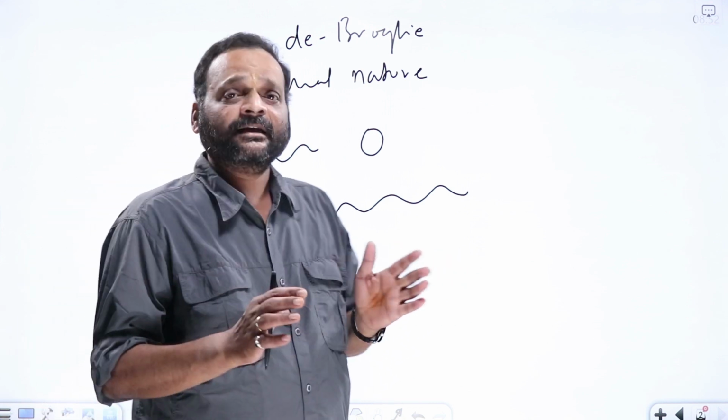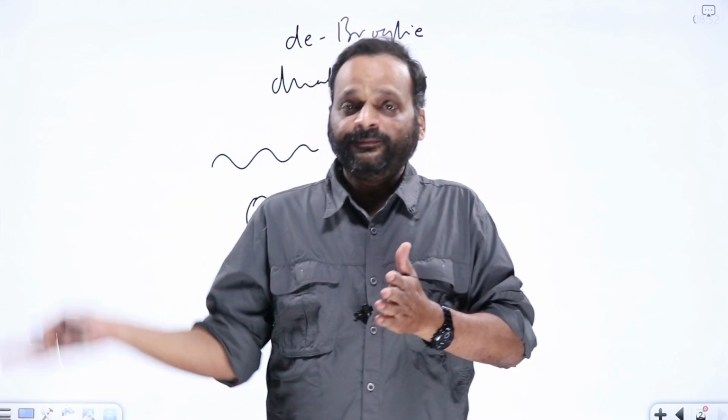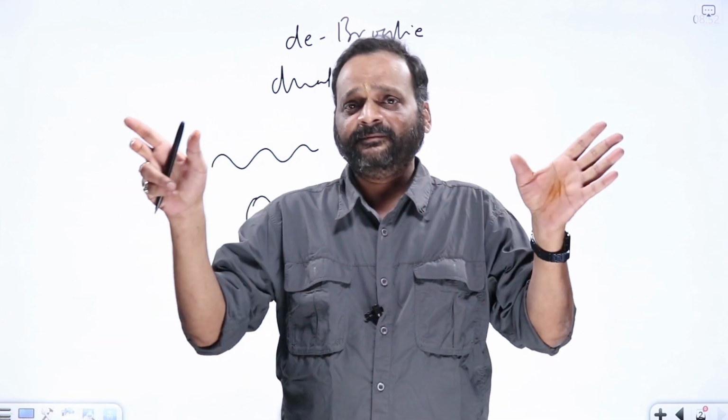Because nature loves symmetry. In nature, everything should be symmetric. When A is behaving like B, B also should behave like A. That's a bold statement by de Broglie.